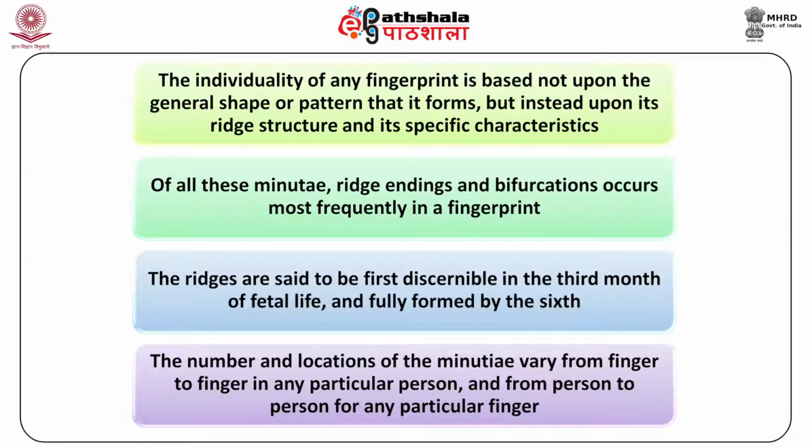Then we have learned that the individuality of any fingerprint is based not upon the general shape or pattern that it forms, but instead upon its ridge structure and its specific characteristics. Of all these minutiae, ridge endings and bifurcations occur most frequently in a fingerprint. The ridges are said to be first discernible in the third month of fetal life and fully formed by the sixth. And lastly, we have learned in this chapter that the number and locations of the minutiae vary from finger to finger in any particular person and from person to person for any particular finger.